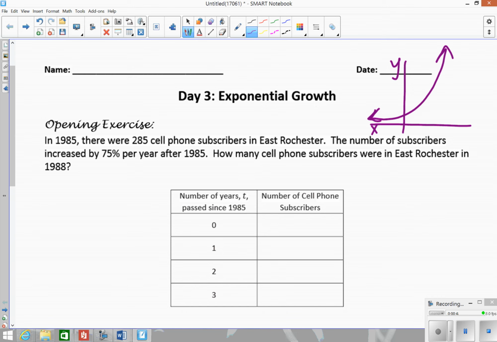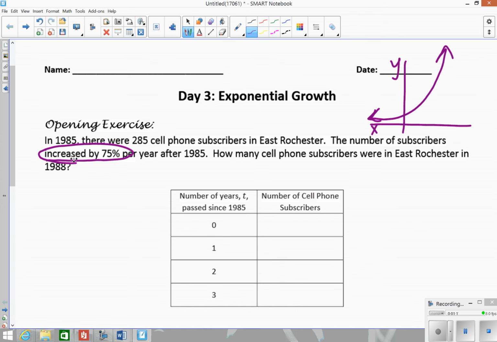In 1985, there were 285 cell phone subscribers in East Rochester. The number of subscribers increased by 75%, so that right there indicates it's going to be exponential because 75% is the rate, but it's increasing, so that tells me exponential growth. How many cell phone subscribers were in East Rochester in 1988? So we want to figure out basically from 1985 to 1988, what's the growth?